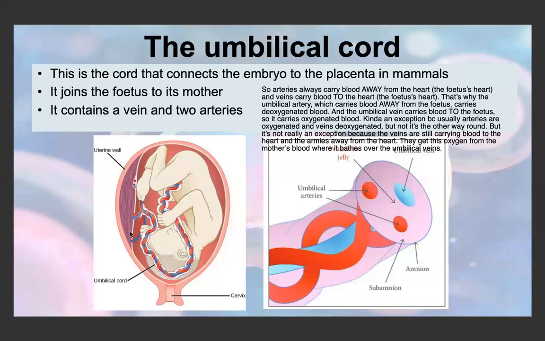The umbilical artery, which carries blood away from the heart and back to the placenta, would carry deoxygenated blood because it's carrying it back to the mother so that the carbon dioxide can diffuse out into the mother's body and she can excrete it. I don't know if that makes sense. Don't let it overcomplicate, or don't let it confuse you, but that's just what you've got to remember.